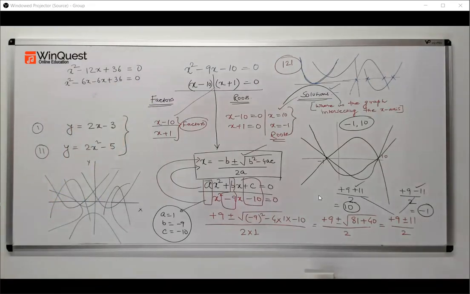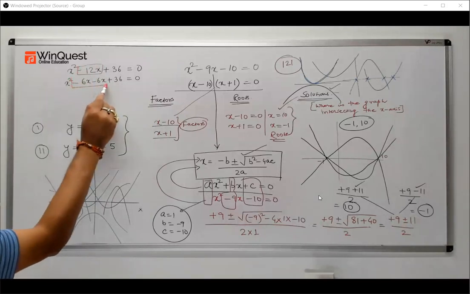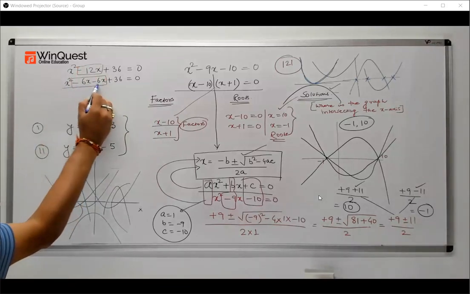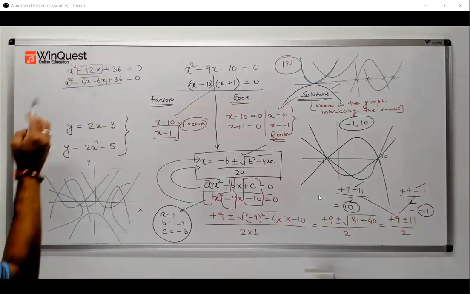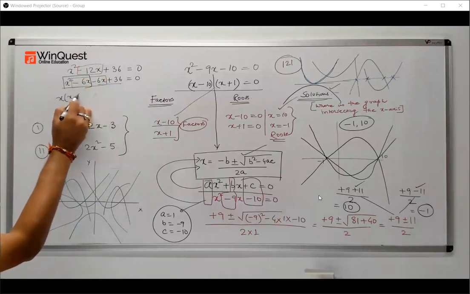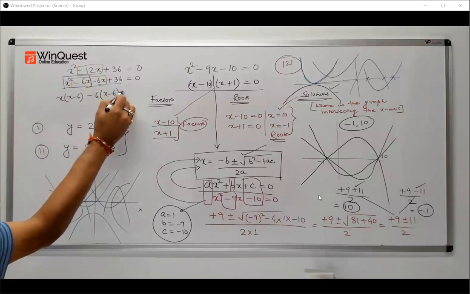What I have done is minus 12x has been broken into minus 6x and minus 6x. It's the same thing. I am going to make this and this 2 different expressions. I am going to take out x common from these, so I'll be left with x minus 6, and then another minus 6 common, it will become x minus 6 equals to 0.